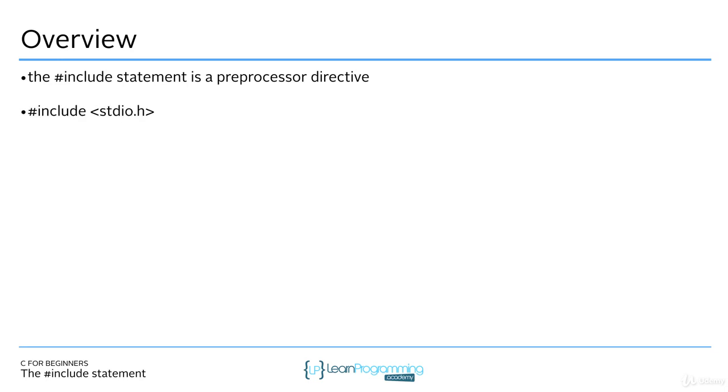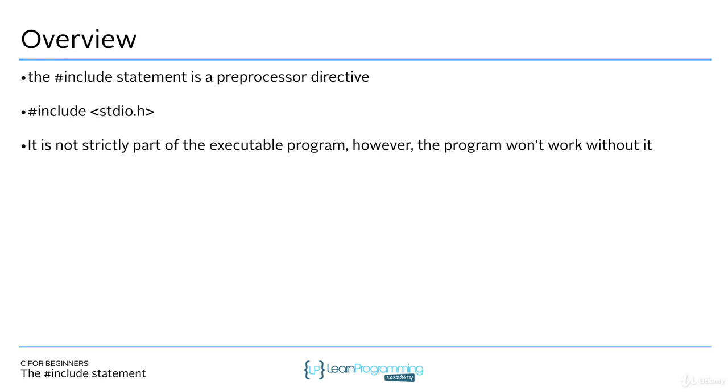And the example in our program was including something in these angle brackets. So we see this include keyword, and then we see stdio.h. This is the one that we used in our first challenge. It is not strictly part of the executable program. However, the program won't work without it. We know it's a preprocessor directive. It doesn't really do much as far as how the program works. It's just telling the compiler before it runs, hey, we're doing something here with this include. If you don't have it there, the compiler is going to complain and throw errors.